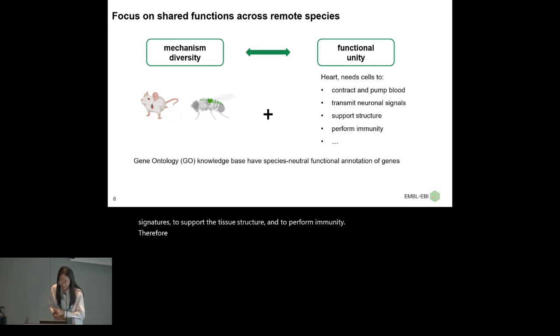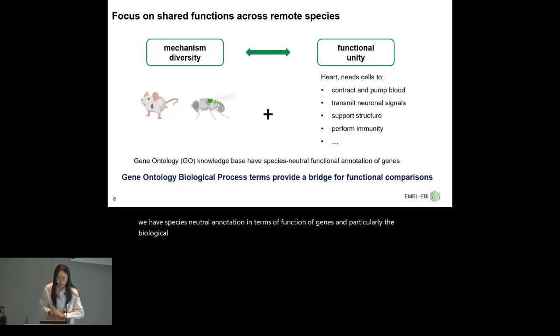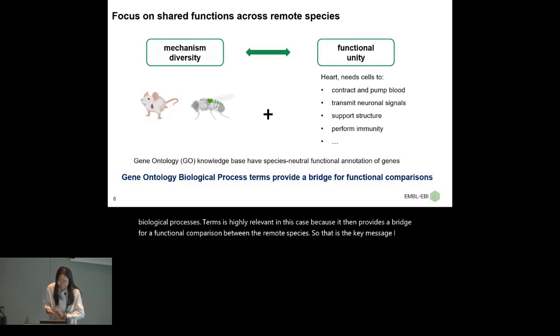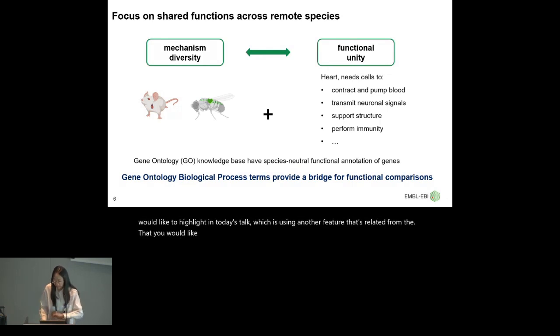Therefore, we put our eyes on the Gene Ontology knowledge base, specifically because there we have species-neutral annotation in terms of function of genes. Particularly, the biological process terms are highly relevant in this case because they provide a bridge for a functional comparison between the remote species. So that is the key message I would like to highlight in today's talk: using another feature that's related to the topic you would like to study really makes a big difference.